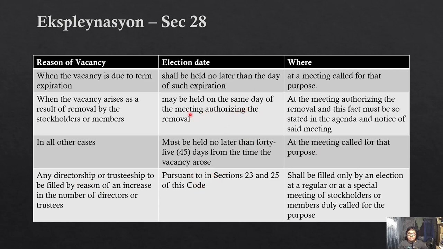Directorship, take note, ito may be held on the same day. Sir, paano if not held on the same day? Ano yung maximum days? 45. Hindi siya pwedeng lumampas ng 45. So, if it is not held on the same day, you fill yung vacancy within 45 days, meeting called for directorship.